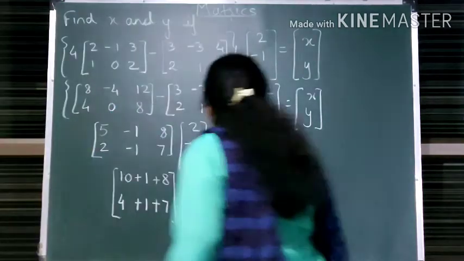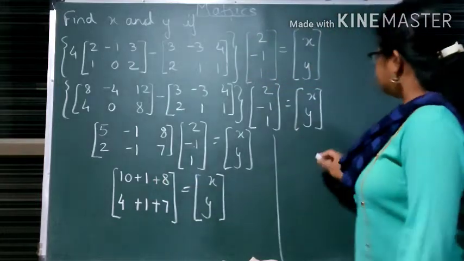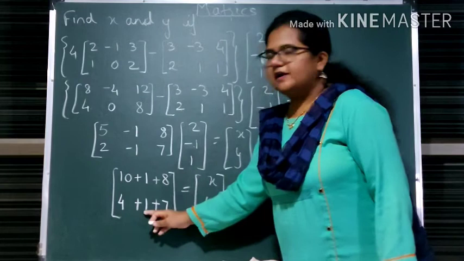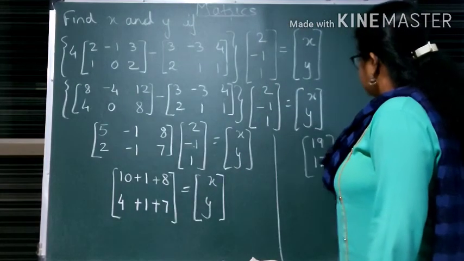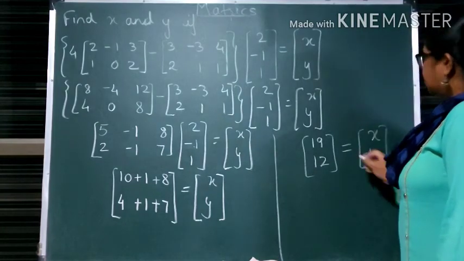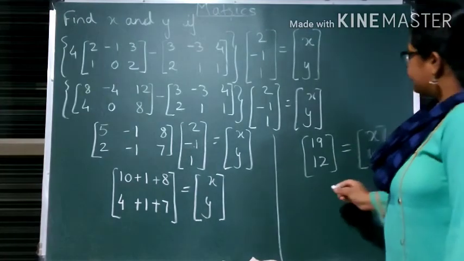Okay. So what answer finally do you get here? 10 plus 1, 11 plus 8, 19. And this is 4 plus 1, 5, 5 plus 7 is 12. And this matrix is equal to matrix XY.